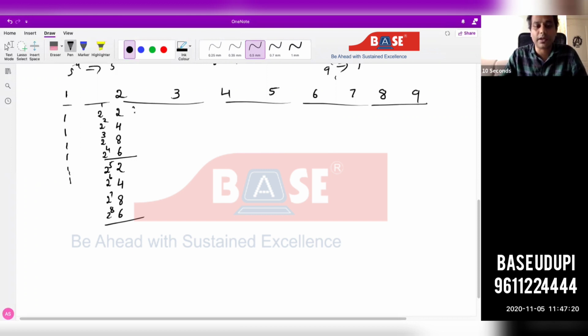There is a sequence. After every 4 powers, you can see digits are repeating. Now we'll take the examples later. Let's see what is the sequence for 3.